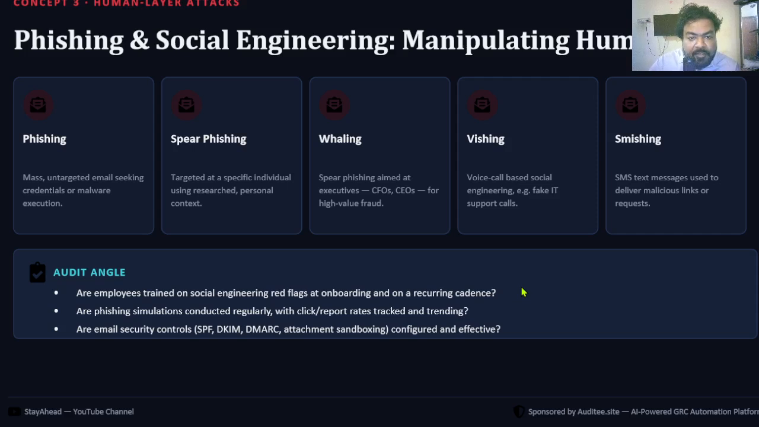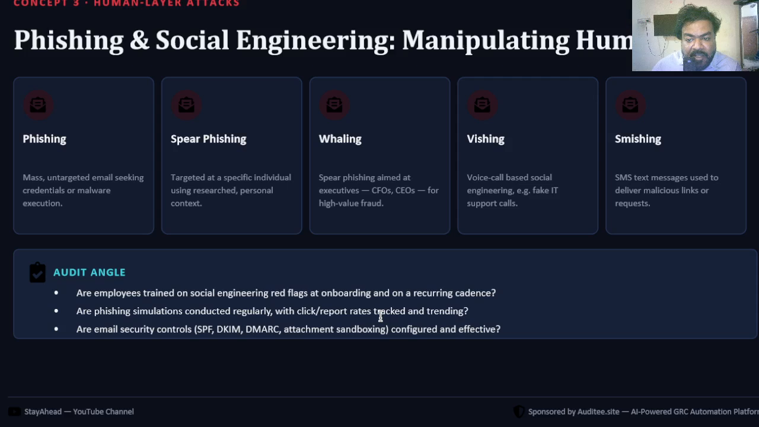Phishing and social engineering. Now let's talk about the attack vector that doesn't need a single line of code. Social engineering. This is about manipulating people, not systems. Plain phishing is the mass untargeted email blast hoping someone clicks. Spear phishing is more dangerous because it's personalized. The attacker has done research on you specifically.